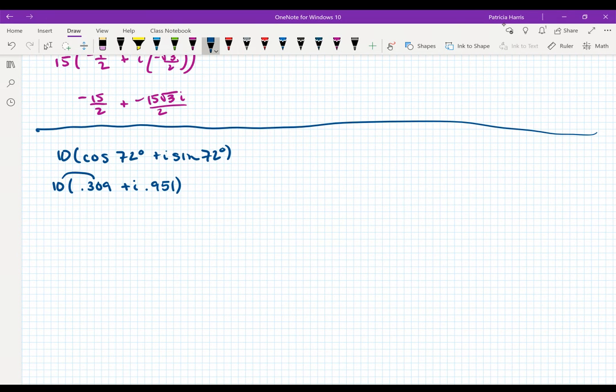Now I'm going to multiply through by 10. And there we go. And that's it. Now remember, if you are in radians, your calculator should be in radians as well.